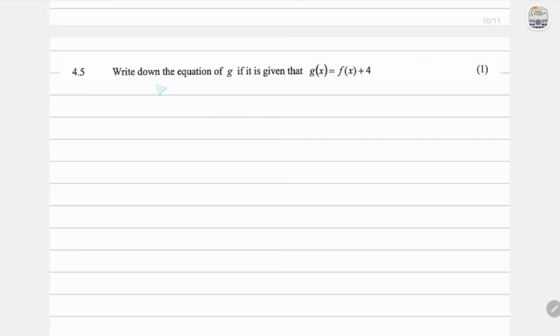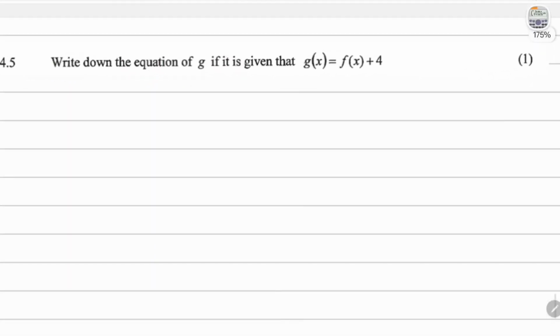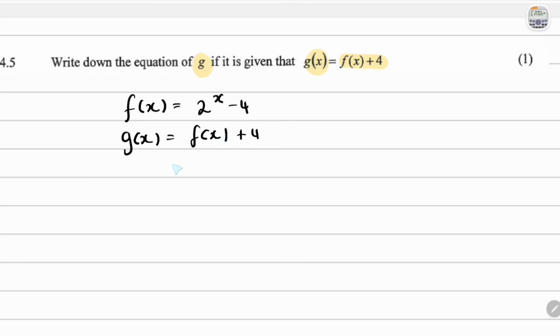Question 4.5 says, write down the equation of g if it's given that g of x is equal to f of x plus 4. So just add 4 to f of x. We knew that f of x was 2 to the power of x minus 4, and now g of x is simply f of x plus 4. So we're just going to add 4 to this. 2 to the power of x minus 4 plus 4 really just gives you 2 to the power of x.